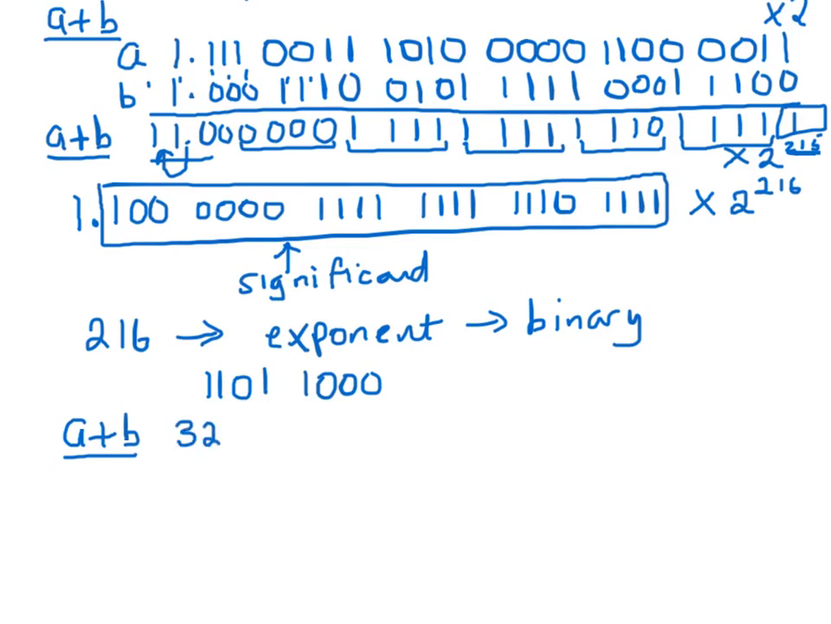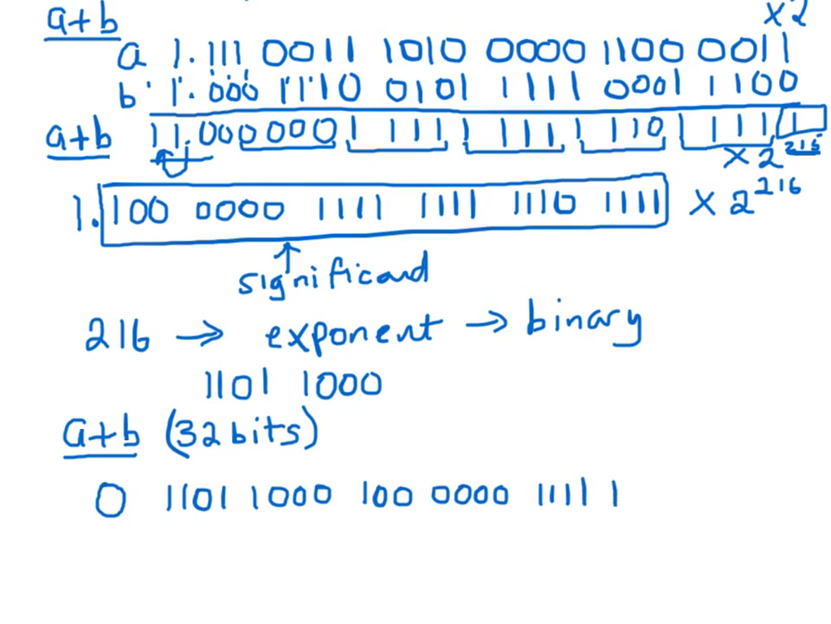So if we write out now exactly what the computer stores for A plus B, it's going to be 32 bits, single precision. And what it stores for A plus B is, firstly, it's a positive number, so it puts 0 in the first place. Then it writes down the 8 bits for the exponent, so it'll be 1101, 1000. And lastly then, it'll write down the significand, and that is 100, 0000, 1111, 1111, 1110, and lastly 1111 again. Alright, so that's the answer to our question.